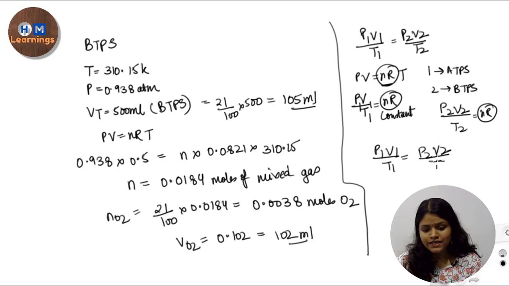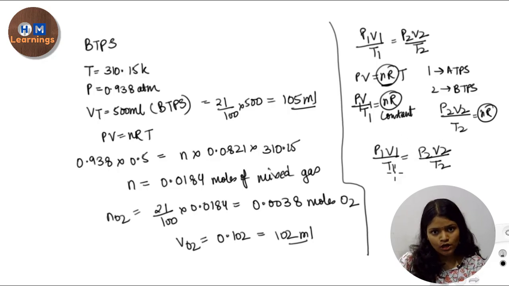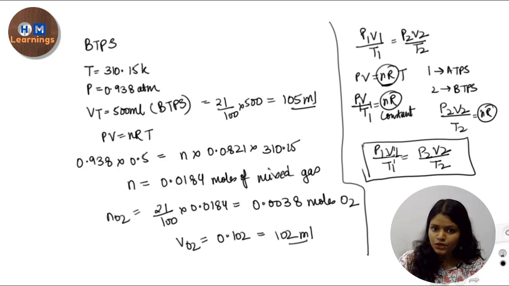So you can easily convert the gas volumes between these three different states by using this formula. You just need to put in your pressure and temperature, and you can get the volume in different scenarios. So this is how this formula is used.